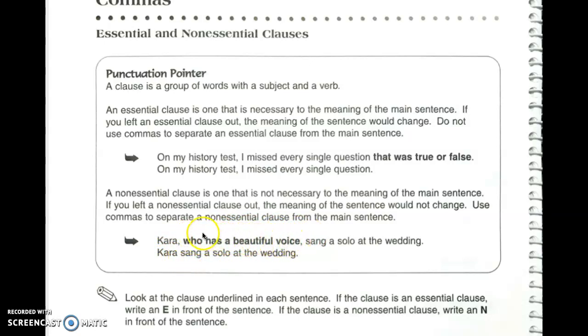We can lift it right up. And because it's not essential, we need to have it separated from the rest of the sentence with commas to show that we can just lift it out of the sentence and eliminate it. It won't make that big of a difference, okay?